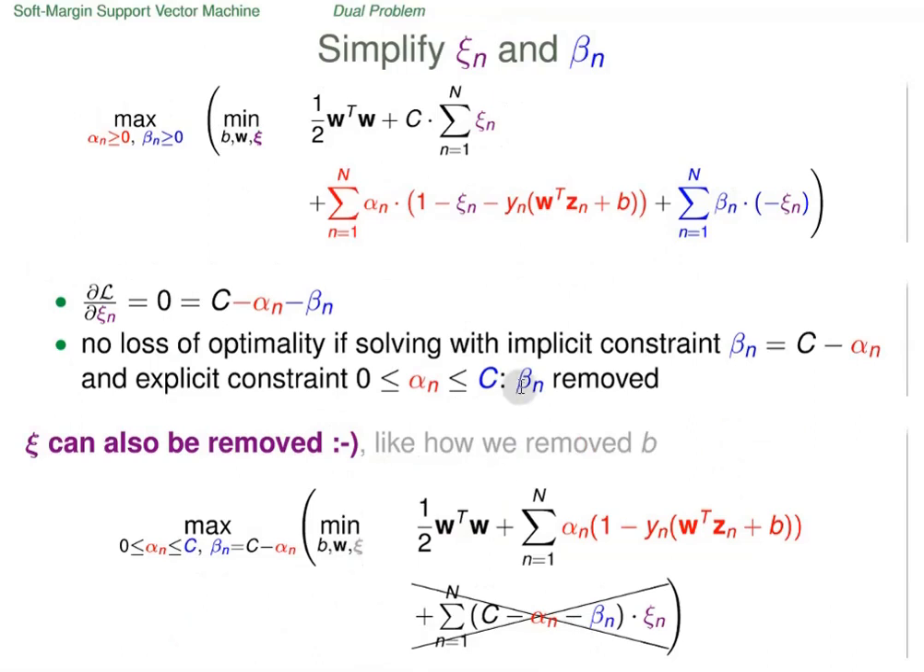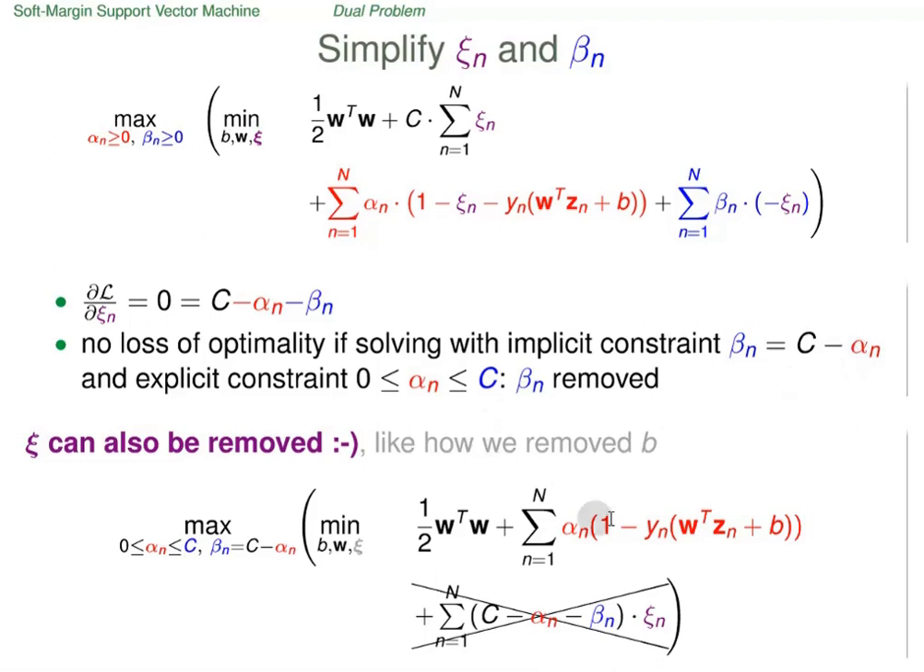So, taking the partial of the Lagrangian with respect to xi and equating it to 0 gives us the following. The KKT condition tells us that the optimal solution has to be 0 with respect to xi. That is, alpha and beta sum to C, right? If we add alpha to beta, we can then replace it as beta equal to C minus alpha without the loss of optimality.